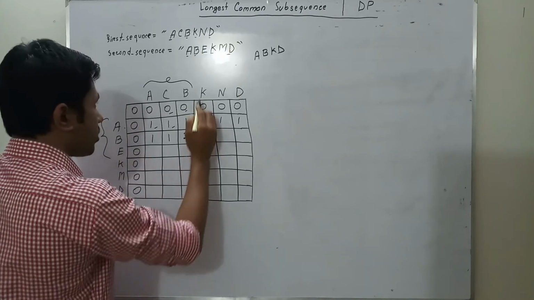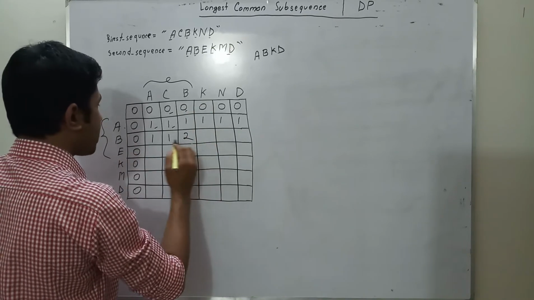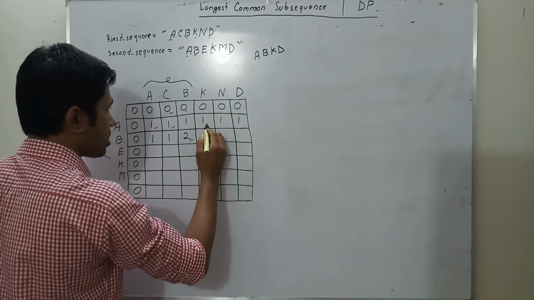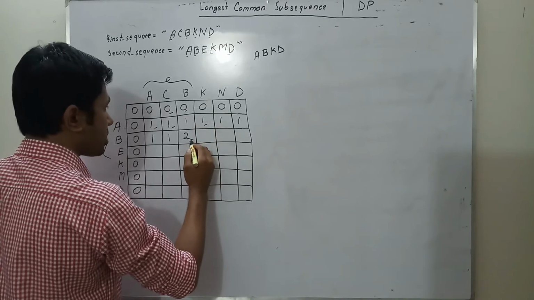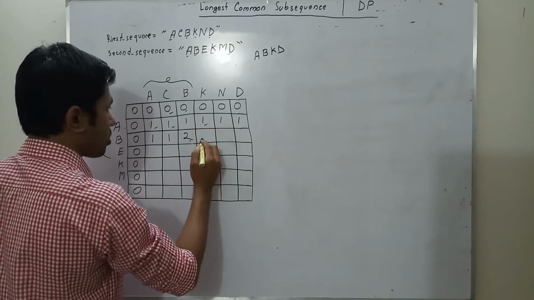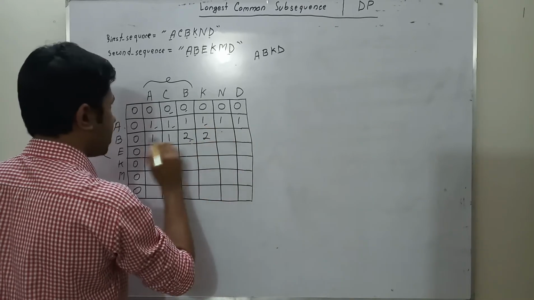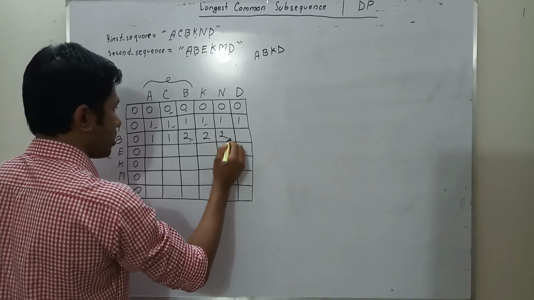Here B didn't match with K, so the value of this field will be the maximum value of this row 2 or the maximum value of this column 1. Here 2 is greater than 1, so the value of this field will be 2. Same here, B didn't match with N, so the value of this field will be 2. Here also 2.